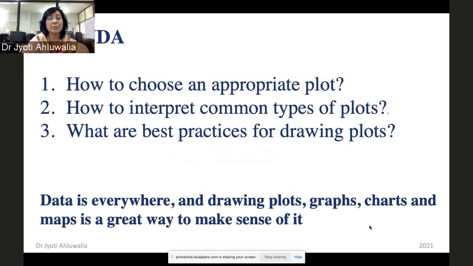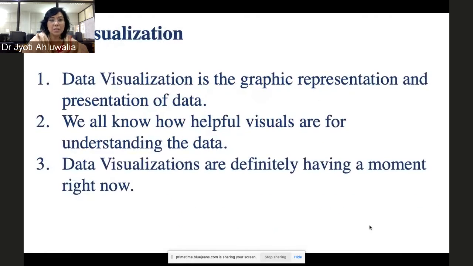So the agenda for today's webinar is how to choose an appropriate plot or a chart for my data, how to interpret common types of plots and charts, and what are the best practices for drawing these plots and charts. We know that data is everywhere and drawing plots, graphs, charts, and maps is a great way to make sense of it. So what exactly is data visualization?